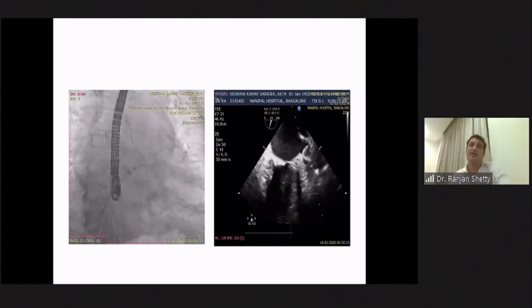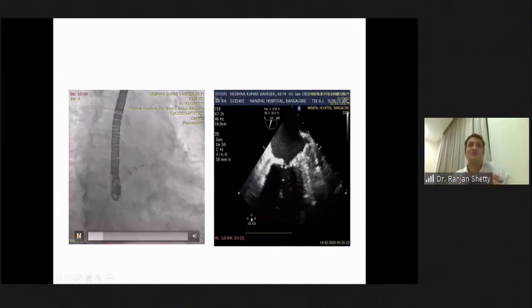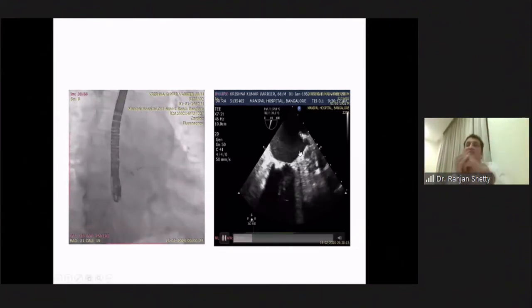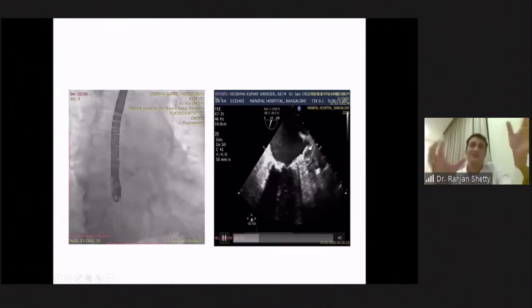We are talking about the peri-device leak. If you oversize the device adequately and position it right, you should have a zero leak. The compression should look beautiful, and if you are happy with the position, this is the anchoring test which we are showing. Anchoring is fine. We are doing an echo now, showing that there is no peri-device leak, it is fine, and then you release the device.